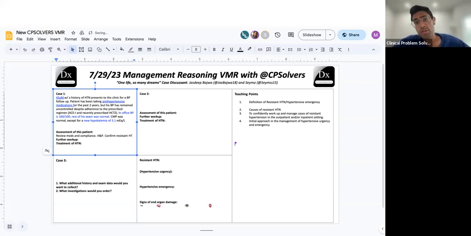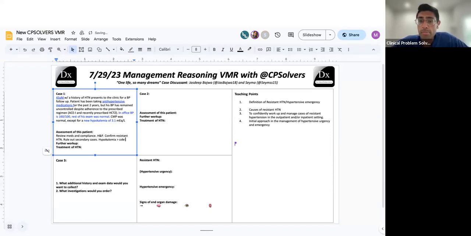So the answer eventually was primary hyperaldo, but the reason why I made this case vague is I wanted exactly what you guys all said, because I think Mohammed mentioned it. At this vignette right now, he does not meet the definition of resistant hypertension, but sometimes these patients will come to you with clues earlier on that may make you think there might be something else going on. And this is where my next side pearl is.